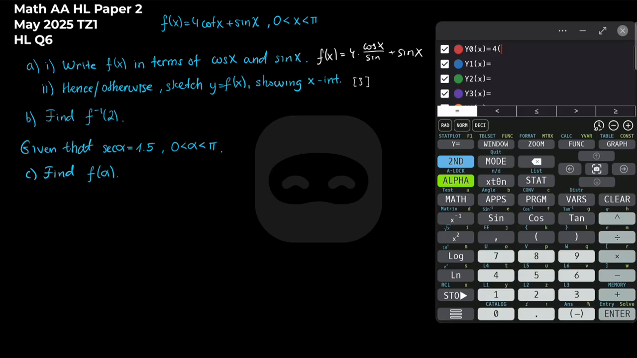So it's going to be 4 times cosine of x divided by sine of x. And I'm going to close the parentheses. And then plus sine of x. Sorry, I dropped my pen. And let's graph this, right?